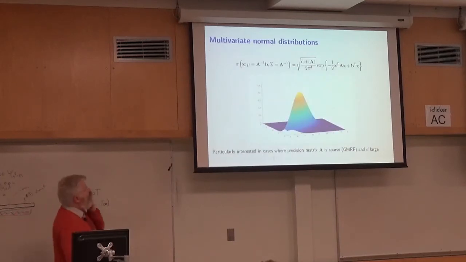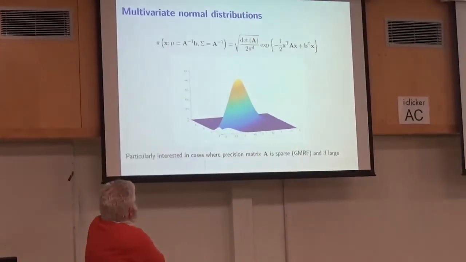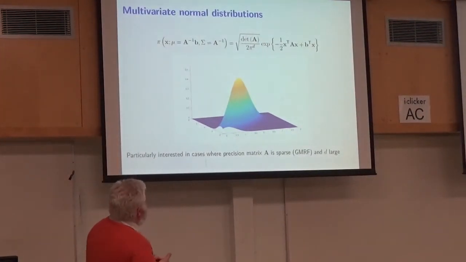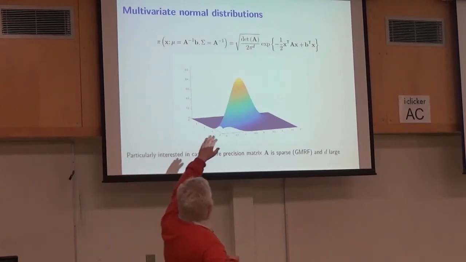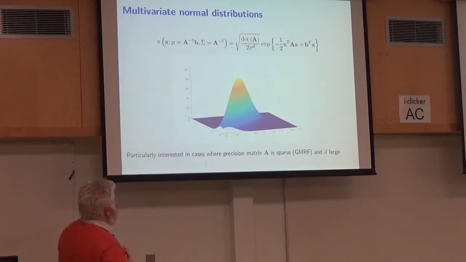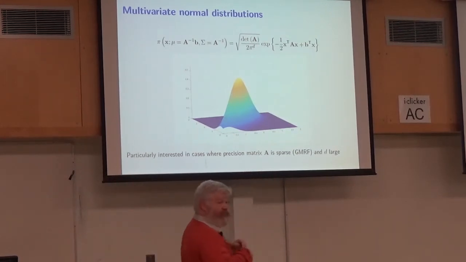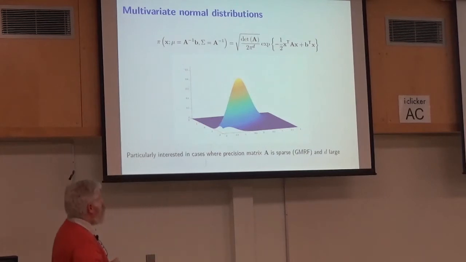So here's a multivariate normal distribution. So I should speak up, shouldn't I? Here's a multivariate normal distribution defined by a precision matrix A and a mean mu. And I'm particularly thinking of the case where the matrix A, the precision matrix, is large and sparse. So that's the typical case. So there's a typical Gaussian distribution.